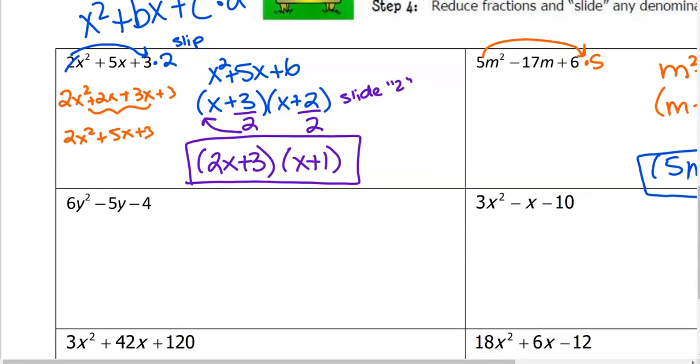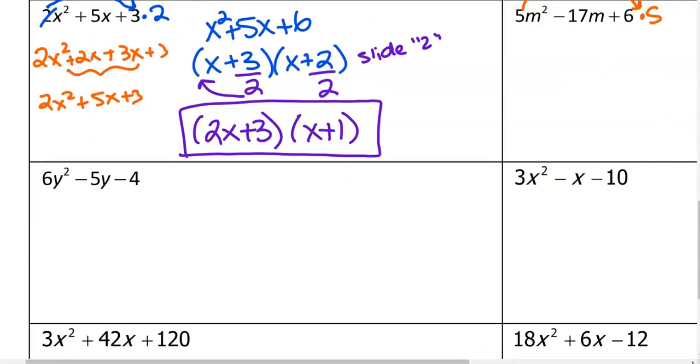All right. Y'all try the next one. It's on your paper. 6y squared minus 5y minus 4. Try that one. Someone give me a number 1 through 28. 4. Soraya. What should we do first?